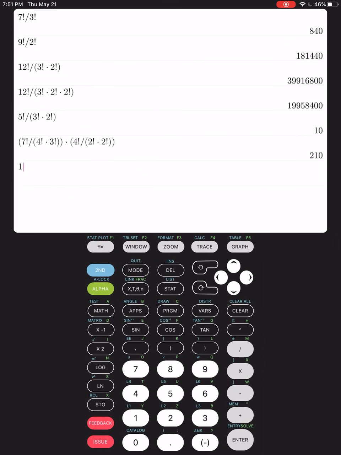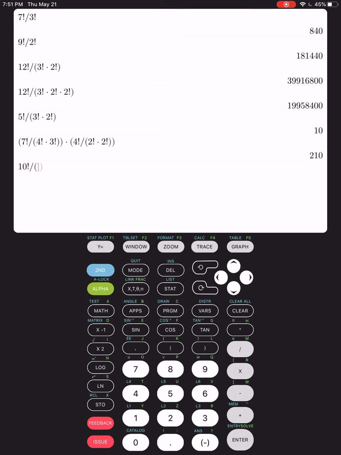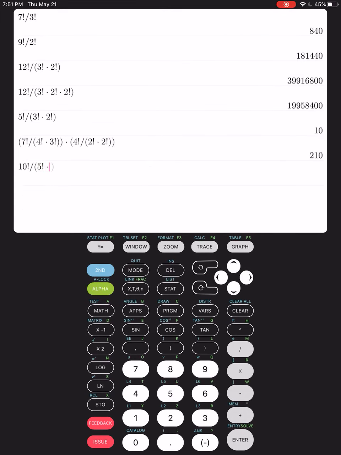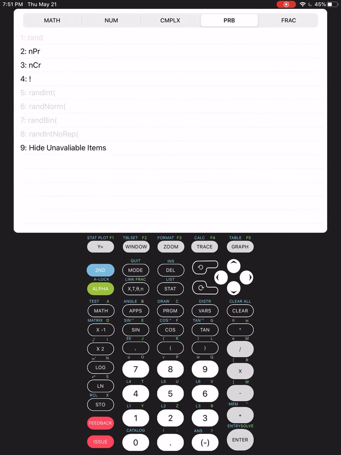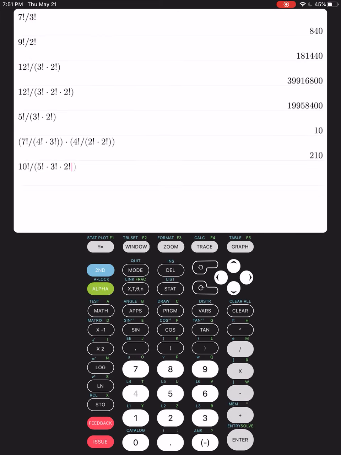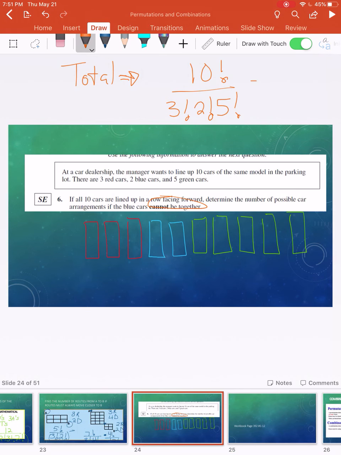So I have 10 factorial divided by 5 factorial times 3 factorial times 2 factorial. Okay, and if we type that in, we get 2,520. So that represents all the car arrangements. So now let's figure out where the blue cars are together.